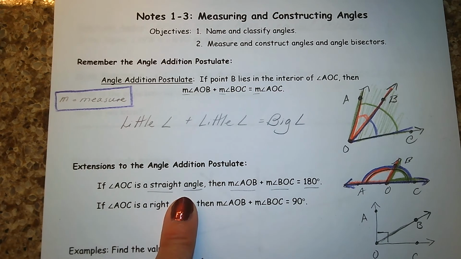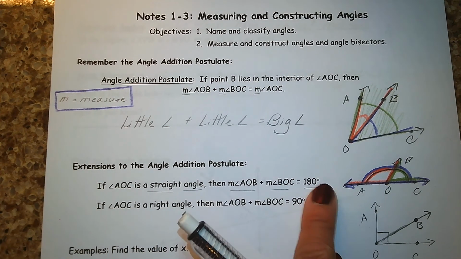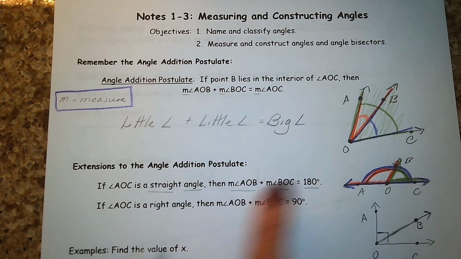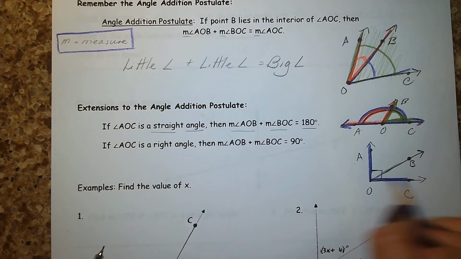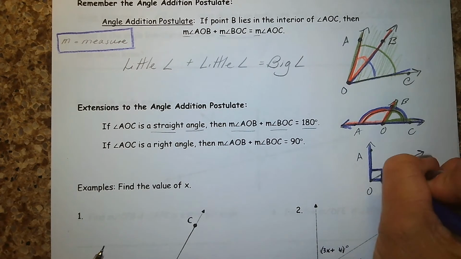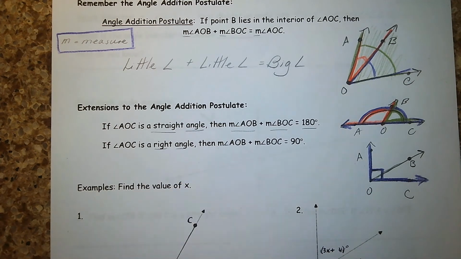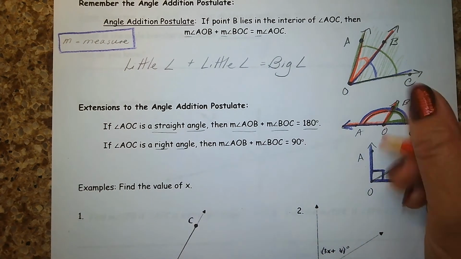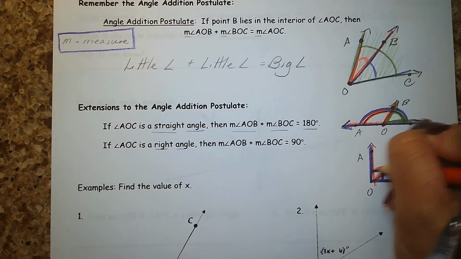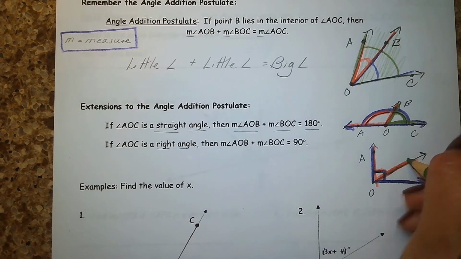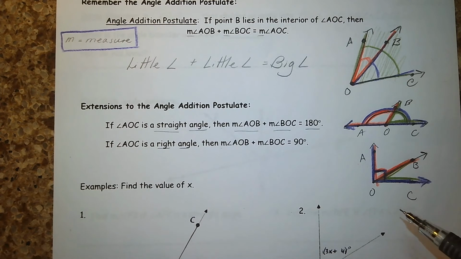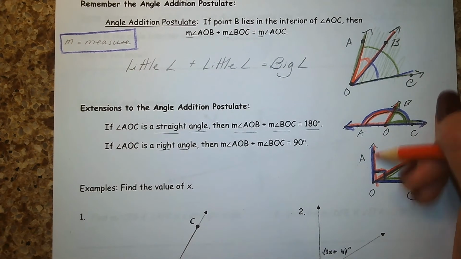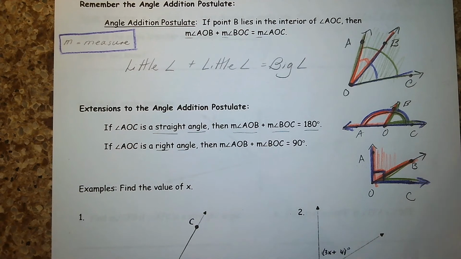So whenever you have a straight angle, your two little angles add together to equal the entire straight line of 180 degrees. Now, in this case here, you see a right angle. This time, angle AOC is a right angle. We know it's a right angle because it has a box in it and because it told us it was a right angle. In that case, angle AOB plus the measurement of angle BOC add together to equal 90 degrees. So again, we're talking about this little angle inside of here plus this little angle over here.